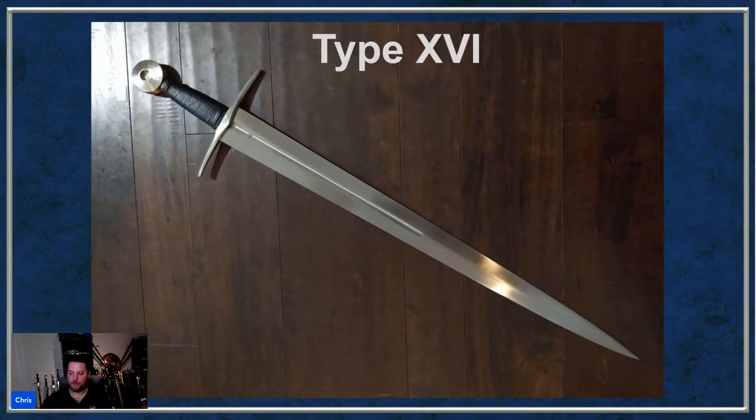So again, let me know if this is a good way to present the typologies. If it is, I'll keep doing it this way for swords I don't have in hand, or even if I do have them in hand. If this is easier to see, please let me know.